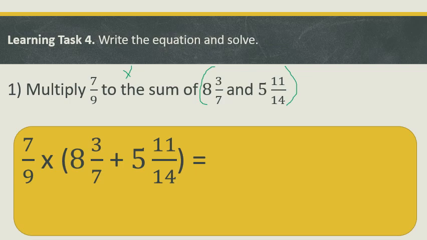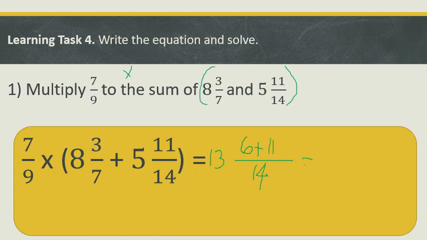So, paano nga po uli siya? So, i-add natin yung whole number. Sa addition muna tayo ha. Huwag muna natin pakialaman yung 7 ninths. So, 8 plus 5 is 13. Then, ang LCD po ng 7 and 14, kung naalala sa addition of fractions, ang LCD po nila is 14. So, 14 divided by 7 is 2 times 3 is 6. Plus, 14 divided by 14 is 1 times 11 is 11.